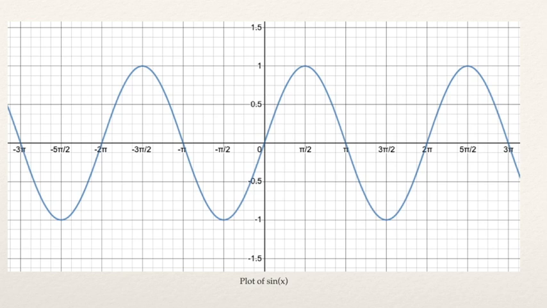That means for every x value given as input to the machine, you will get some output. There exists a number x plus 2 pi which will give you the same output.